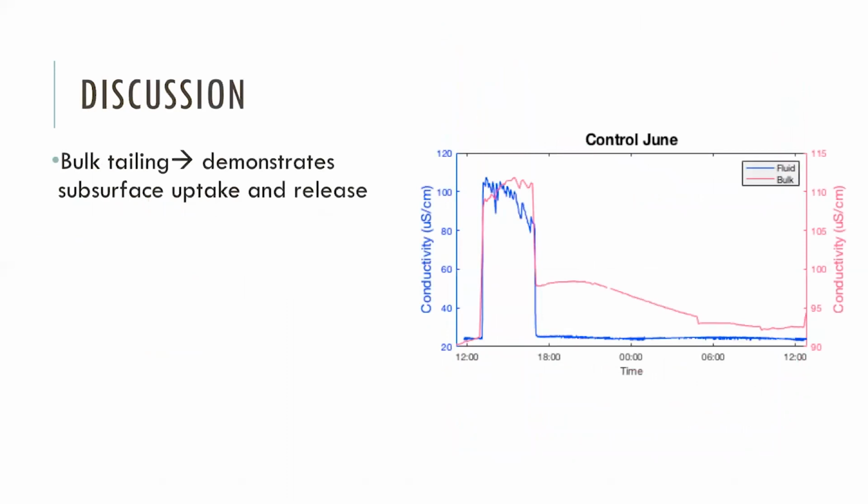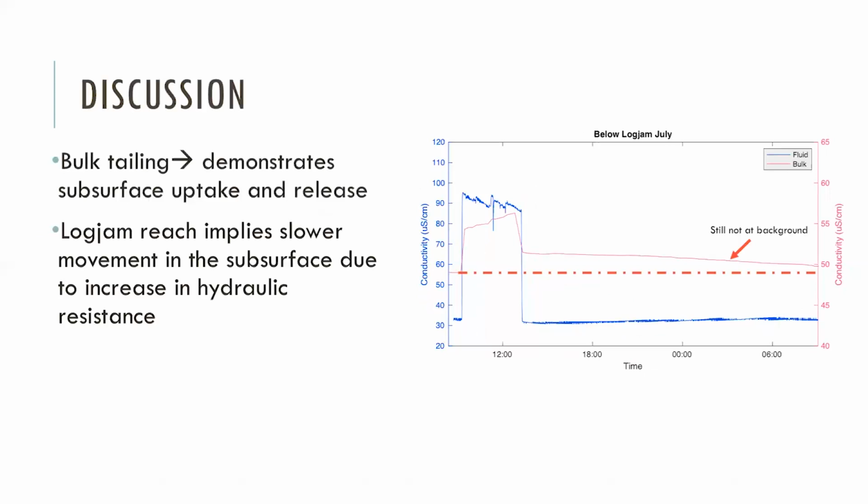And the bulk tailing, so what does this all mean? Our bulk tailing is showing the subsurface taking in that solute and releasing it at another time. And at our logjam reach, it implies that the slower movement in the subsurface is due to the increase in hydraulic resistance. We also saw that flow rate may actually influence the rate of discharge as well, as you can see in that graph where we look at both July and the logjam, which is still not at background.